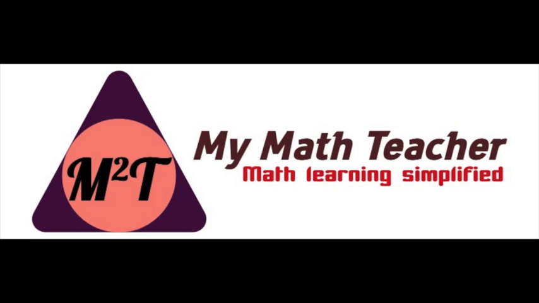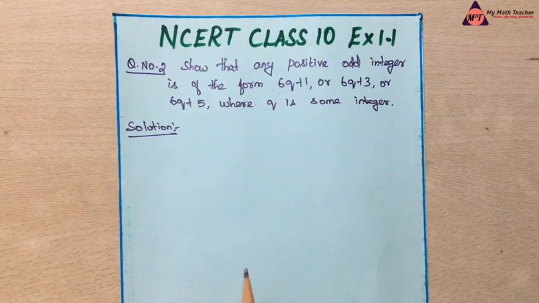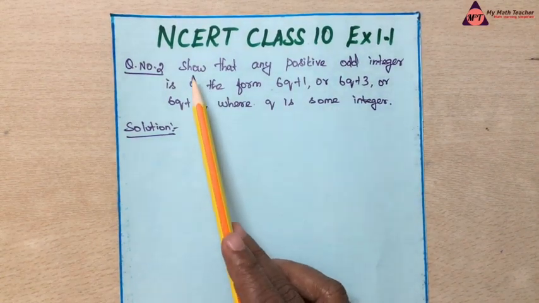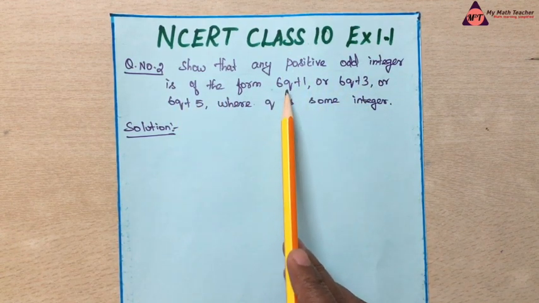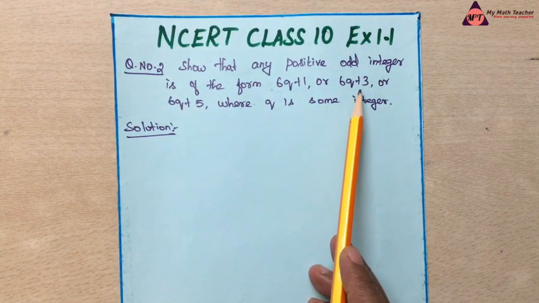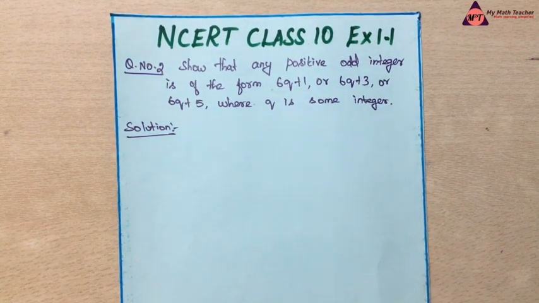In this video, I am going to solve question number 2 and 3 from exercise 1.1 from the chapter Real Numbers. This is for class 10 students. Question number 2 says, show that any positive odd integer is of the form 6q plus 1 or 6q plus 3 or 6q plus 5 where q is some integer.